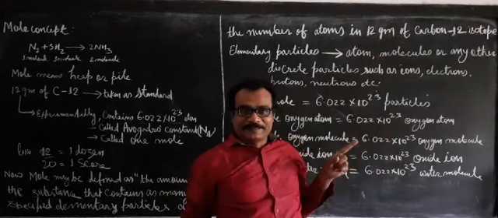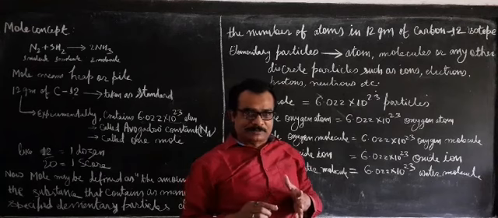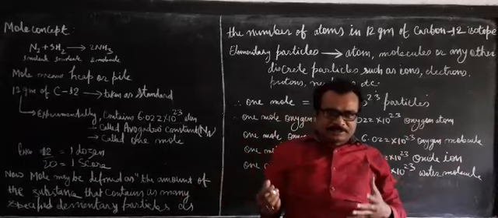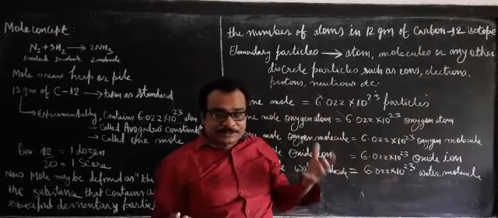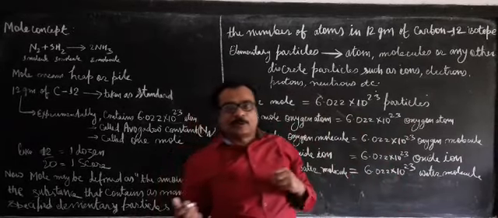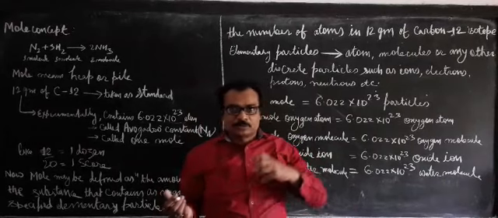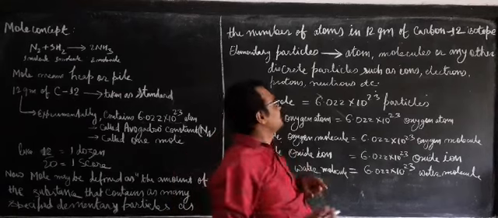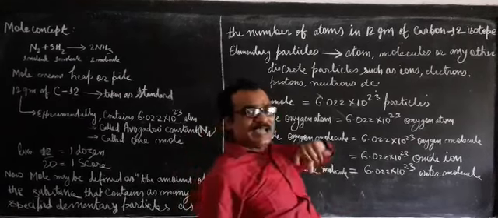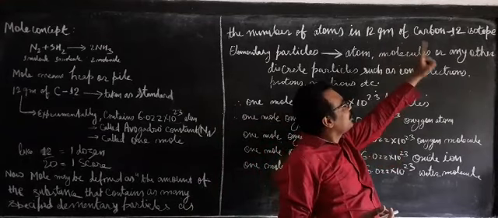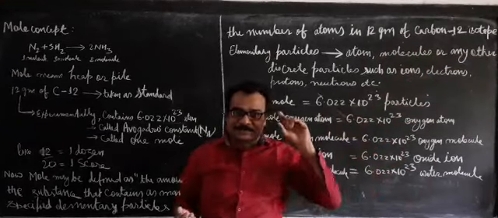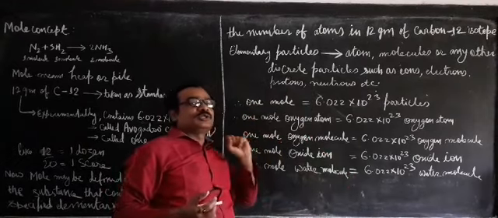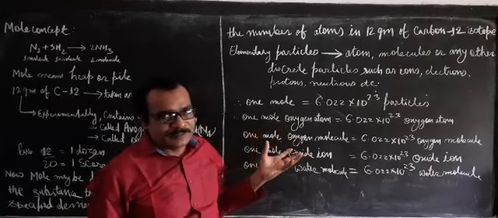So 1 mole is nothing, it is the amount of substance. Suppose for oxygen it would be 16 gram. The substance you have taken is oxygen atom. So 16 gram of oxygen atom will have the same number of atoms as is available in 12 gram of carbon-12 isotopes. That means 16 gram of oxygen atom contains 6.022 into 10 power 23.